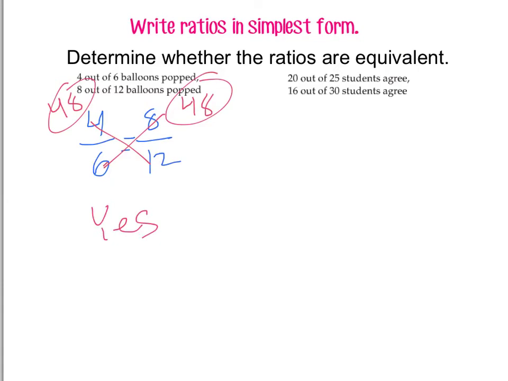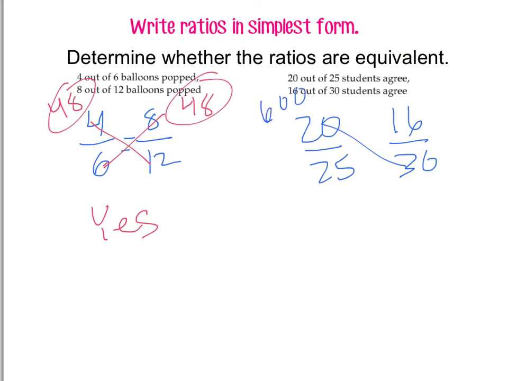Same thing here. 20 out of 25 compared to 16 out of 30. I will multiply here, and I get 600. And I will multiply here. I'm going to grab my calculator for this one. 25 times 16. And I get 400. Are 400 and 600 the same? No. So, no, they are not equivalent.